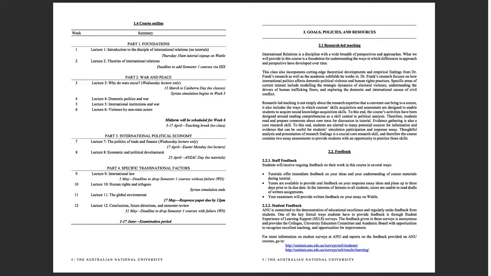The second deadline is during week 2, in which you have a deadline to add semester 1 courses on ISIS. In week 3, there is a Canberra Day on 13 March, so there is no class on that Monday. And during week 3, we also begin the Syrian simulation that lasts through week 10. Then weeks 4, 5, and 6 are pretty much straightforward.